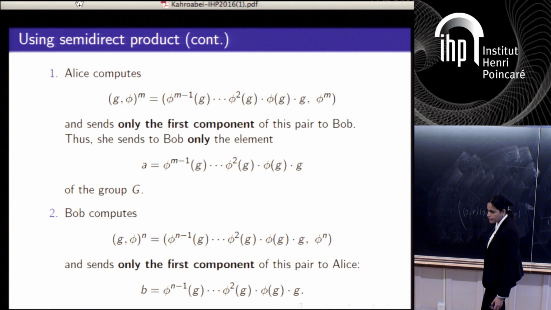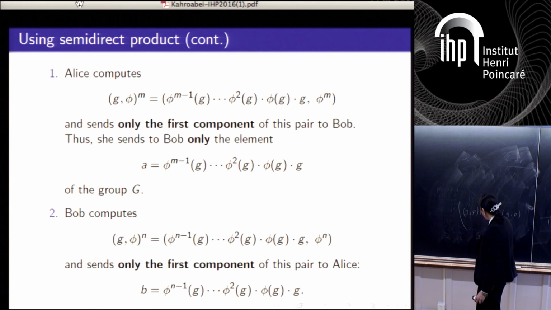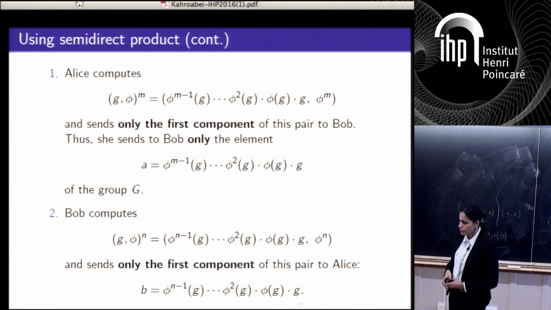So (G, phi) is an element in the semi-direct product, and we're exponentiating that element. The group looks like this, but you can still compute this quickly. So this is the group that we consider. This is one element, and phi is in Aut, and then you just multiply them m times, and you get (G, phi)^m. My concern was that this would take time proportional to m. It actually is very fast.